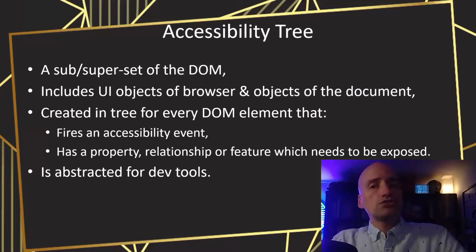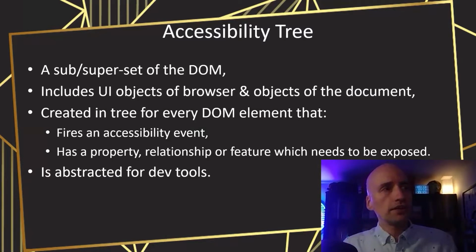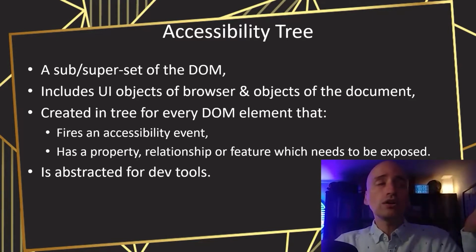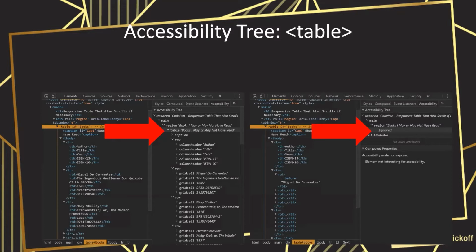Now, the accessibility tree that you will see in the browser is just a sort of a variation of the DOM. It's not a one-to-one correlation. It includes user interface objects from the browser and from the document, and it's created in the tree for every DOM element that has an accessibility event or property relationship or feature which needs to be exposed. And this is all abstracted for the developer tools so that you can just take a look to see what's going on in there without necessarily needing to fire up all sorts of assistive technology.